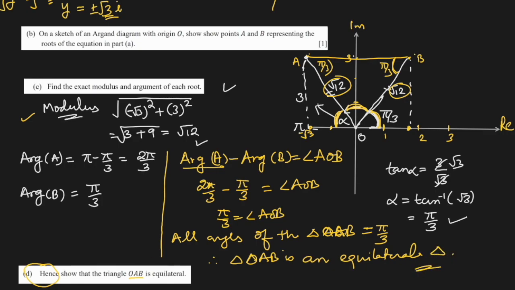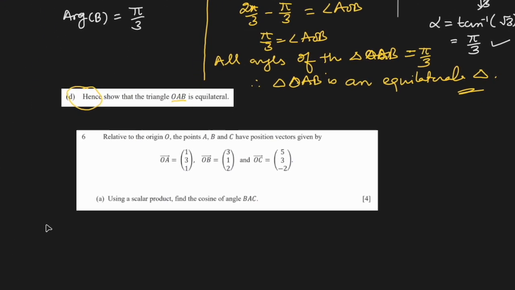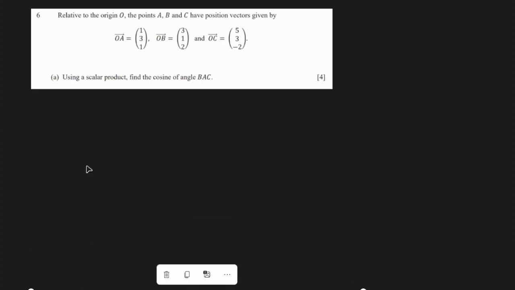Okay, what about the next question? Relative to origin O, the points A, B and C have position vectors these. Using scalar product, find the cosine of the angle BAC. Let's draw them first. Let me draw them randomly. I'm not drawing them to the scale.